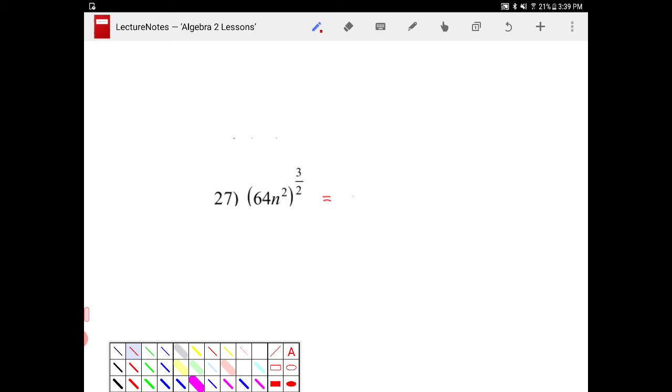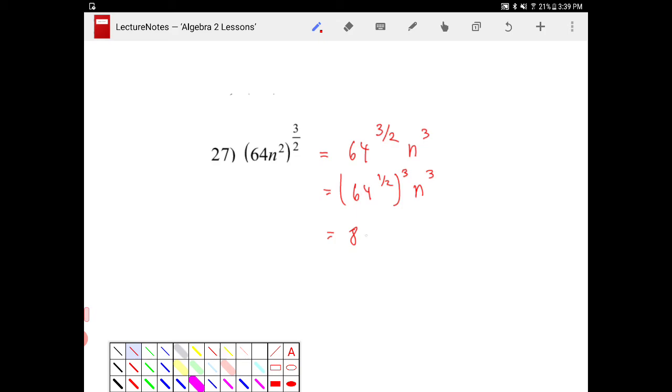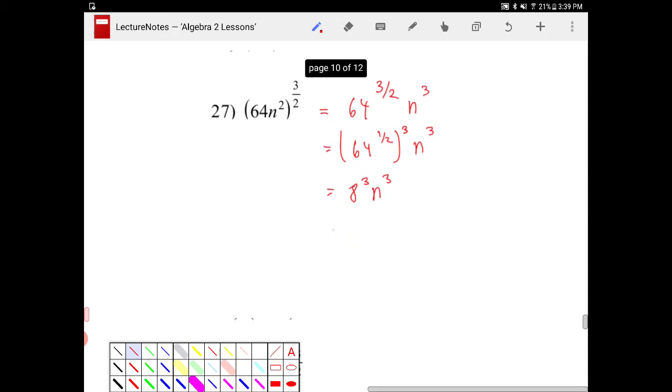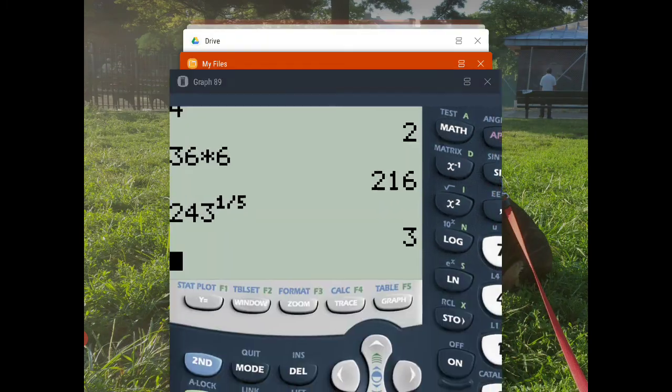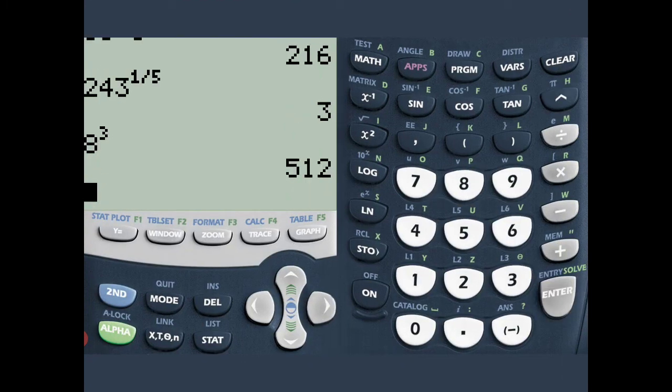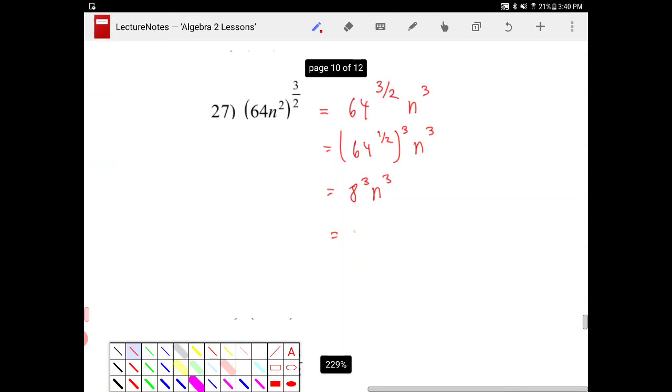64n squared to the 3/2 is 64 to the 3/2 times n to the third. 64 to the 3/2 is 8 to the third. Here, 64 to the 1/2 to the third. This would be 8 to the third, n to the third. And what exactly is 8 to the third? 64 times 8, 512. n to the third.